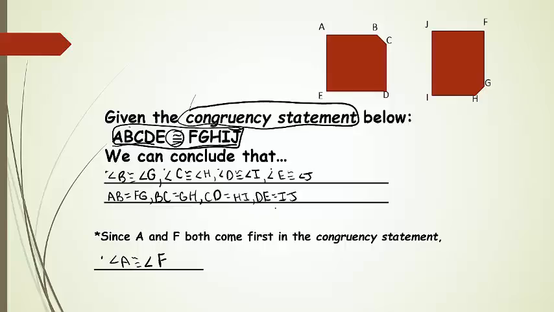And so if you count, we have 1, 2, 3, 4 pairs of congruent sides. But there should be 5 pairs because there's 5 sides in each pentagon. So the side that I am missing would be side AE and side FJ. You are allowed to pair up the first and last letter of each set.